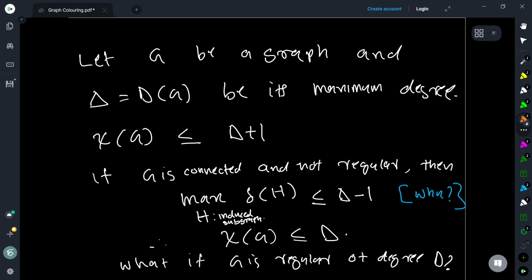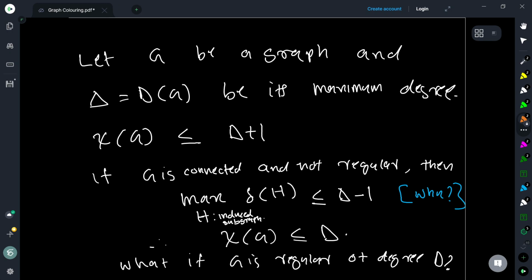Now, as we mentioned, given a graph G and maximum degree is delta, then the chromatic number is less than or equal to delta plus 1. Okay. So this is something that we have mentioned before. Now suppose the graph G that we are looking at is connected. If the graph is connected and the graph is not regular, then I claim that the maximum over all induced subgraphs H of the minimum degree of H is actually less than or equal to delta minus 1. It's not going to be equal to delta. It's actually going to be less than or equal to delta minus 1.